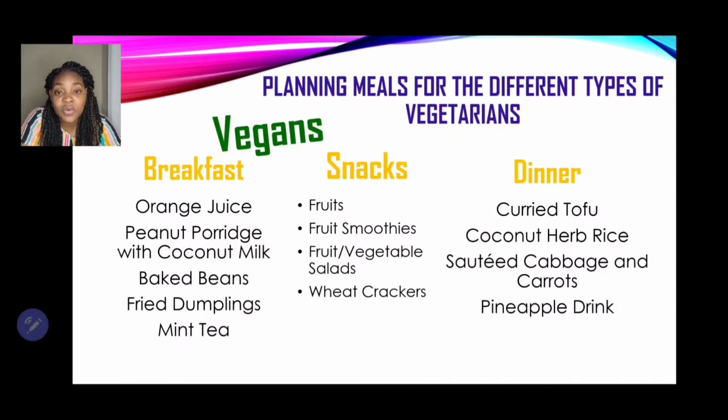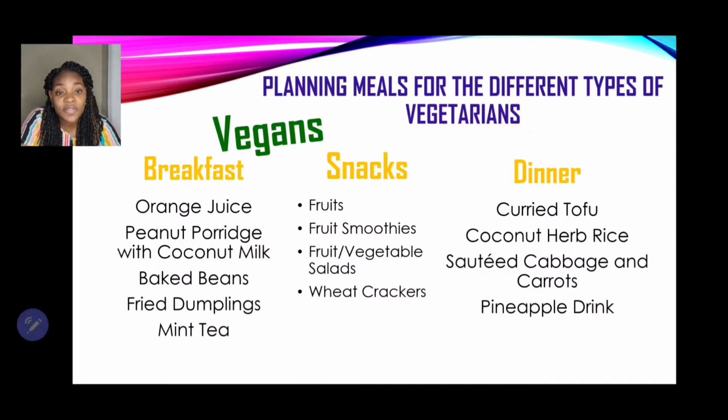Next for the dinner menu would be carbohydrates, and we have coconut herb rice. For the vegetables, we have sauteed cabbage and carrots. And for the drink, which is optional in a menu, but it's always nice to put a drink there, we have a pineapple drink. And that is for the vegans, right?